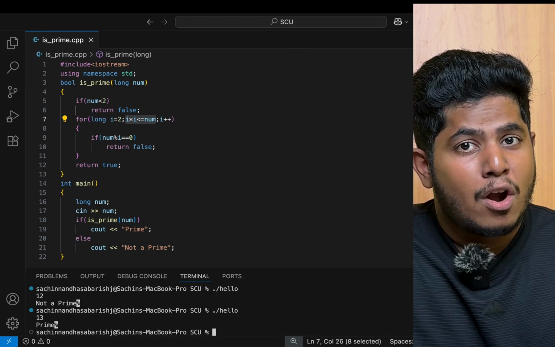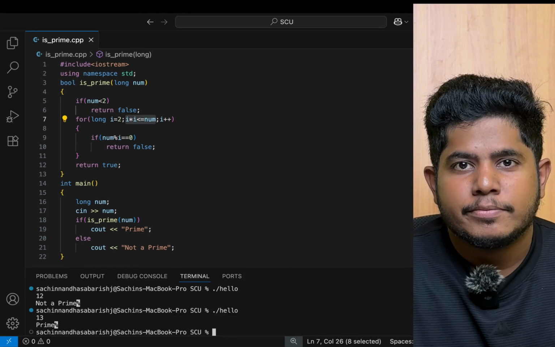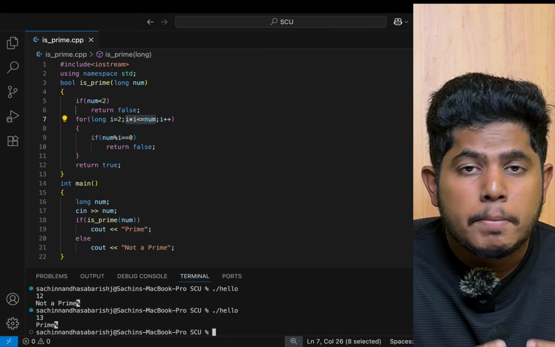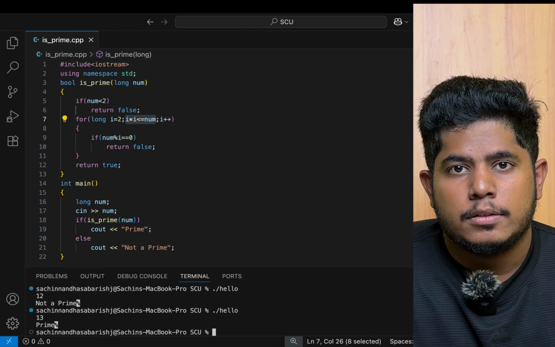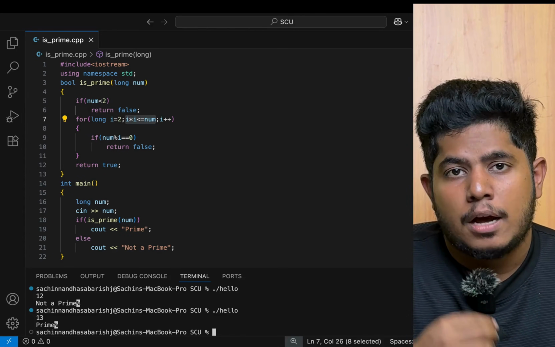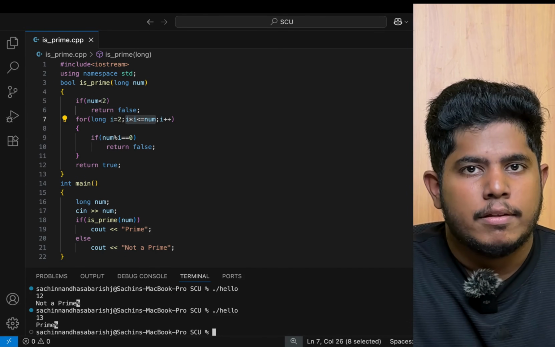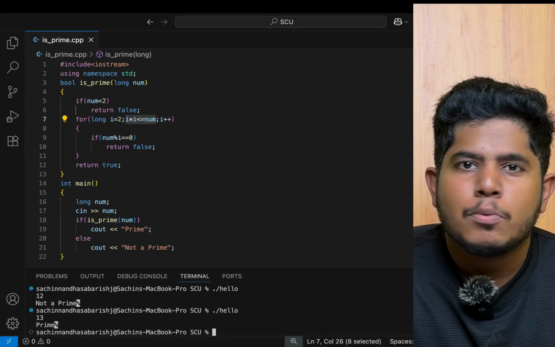But this is not the utmost efficient way. Yes, it is efficient, but not the utmost efficient one. There is still one more approach which is much better than this, which we will explore in the next episode.